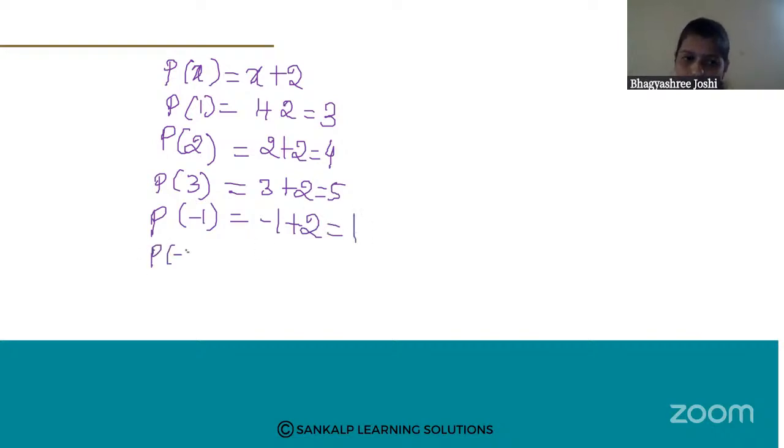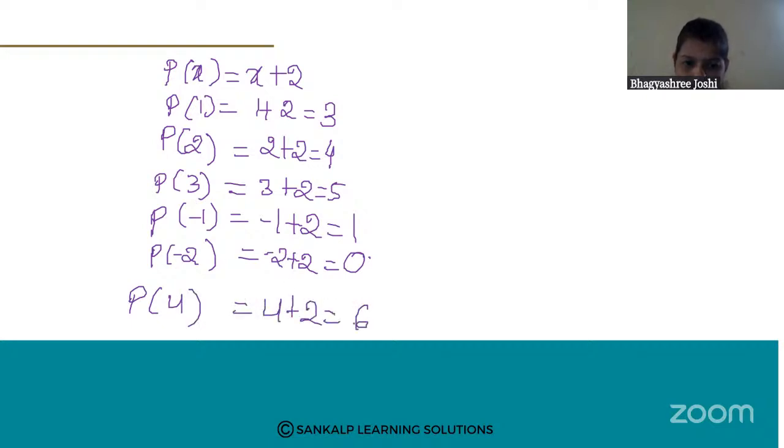P of 3, so in place of x now we substitute 3. 3 plus 2, that is equal to 5, right? P of minus 1, minus 1 plus 2, that is 2 minus 1, it is 1. P of minus 2, minus 2 plus 2, that is equal to 0. Minus 2 plus 2 will get cancelled. 0. P of 4, 4 plus 2, it is 6. Next, p of minus 4. Minus 4 plus 2, that is 4 minus 2. It is minus 2. Right?